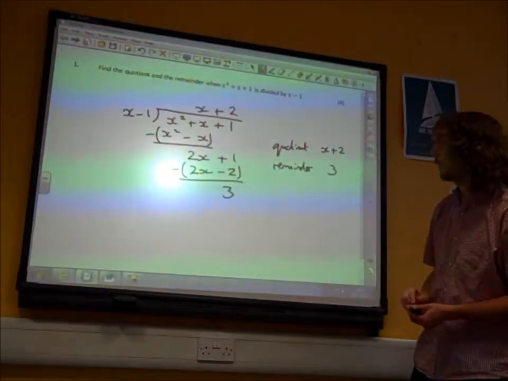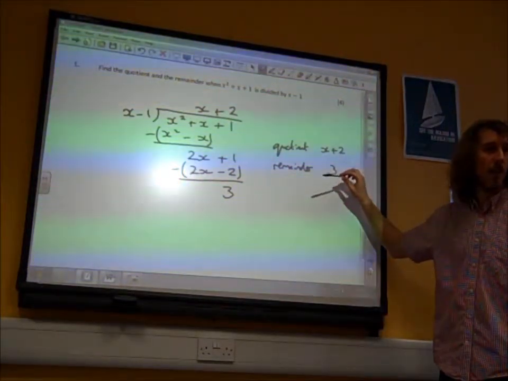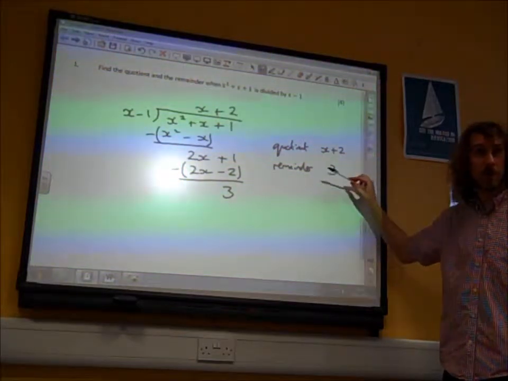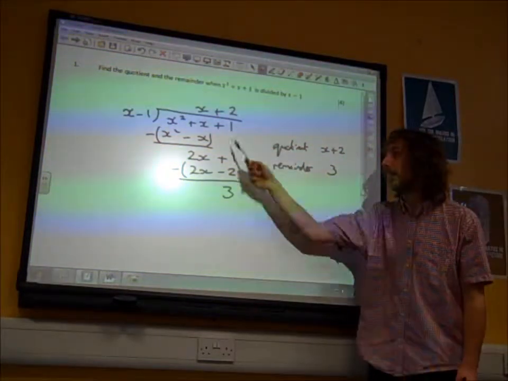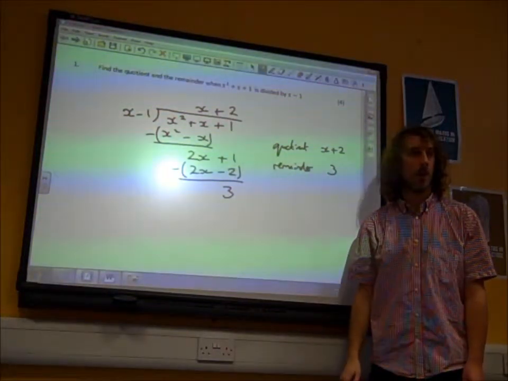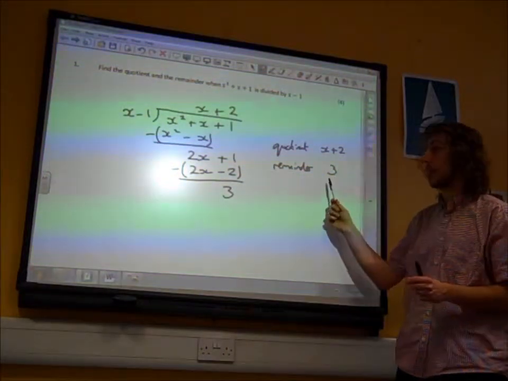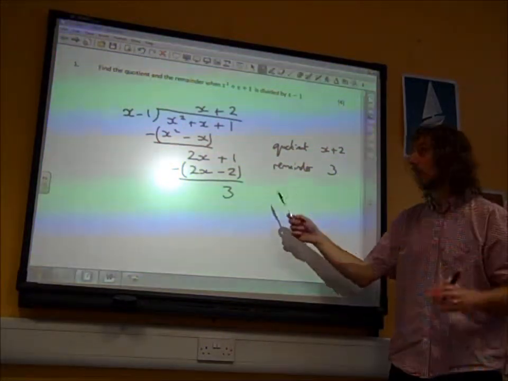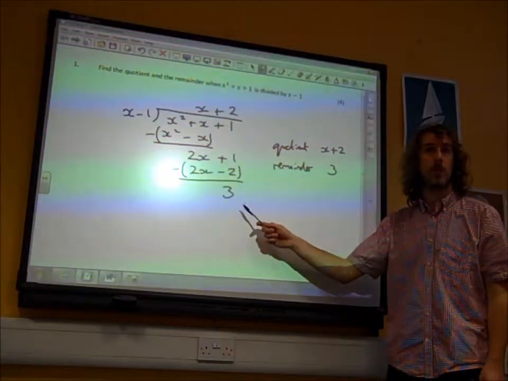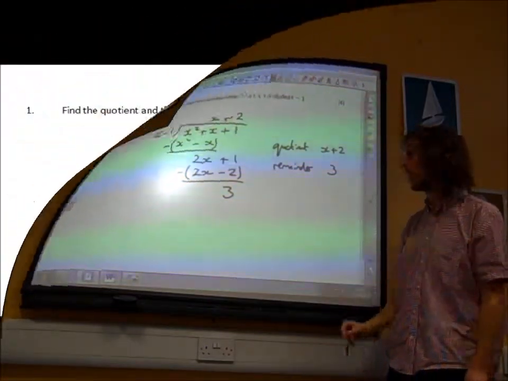Okay? And that was just 4 marks. It's helpful to state those. If you didn't state those explicitly at the end, then you probably get the credit for what you've done there, but it's nicer just to say them. One small thing just to note, the remainder is 3. The remainder isn't 3 over x minus 1. The remainder is 3. So you've got to state it as that. There you go, 4 marks.